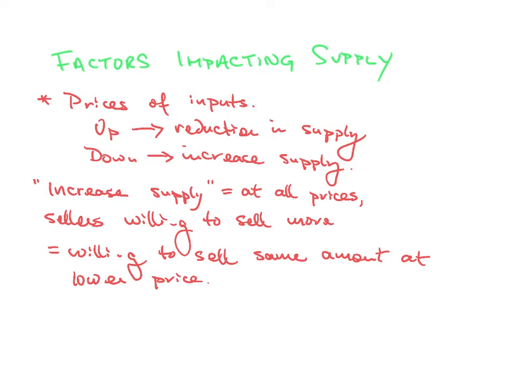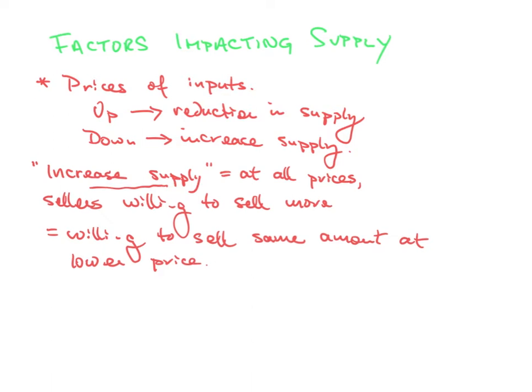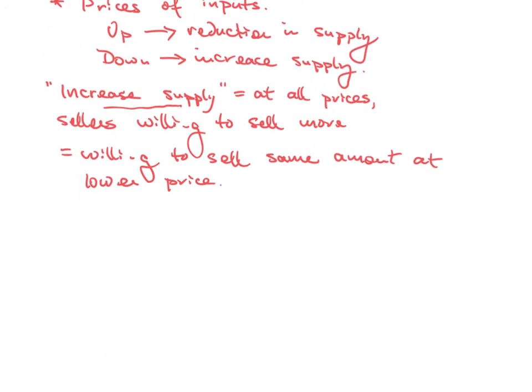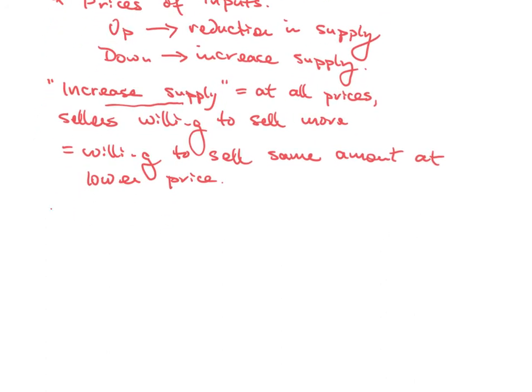So when I say increased supply, this is what I mean. At each price, there would be more available from the suppliers. That's equivalent to saying that the same quantity would be available at a lower price. On my list of things impacting supply, first, prices of inputs.